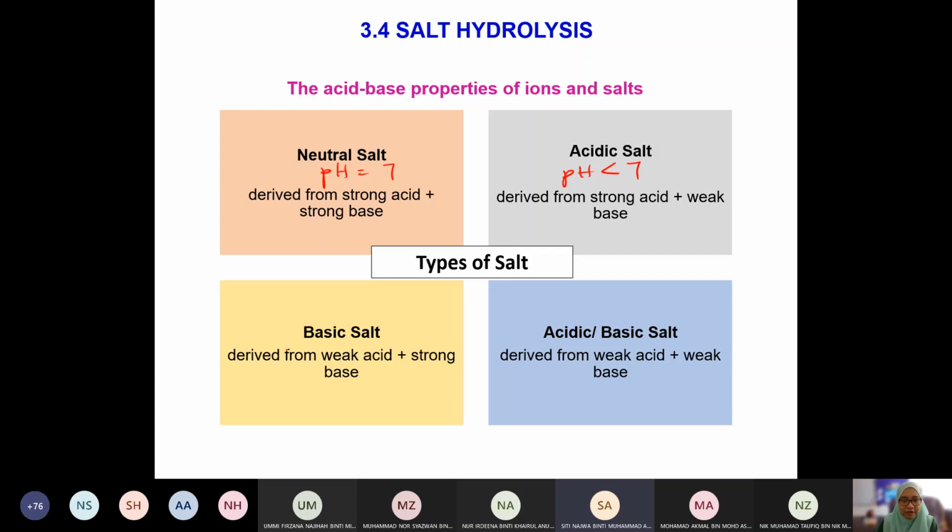For basic salt, it is derived from weak acid versus strong base. So the strong will exhibit the characteristic of the salt, and the pH will be more than 7.